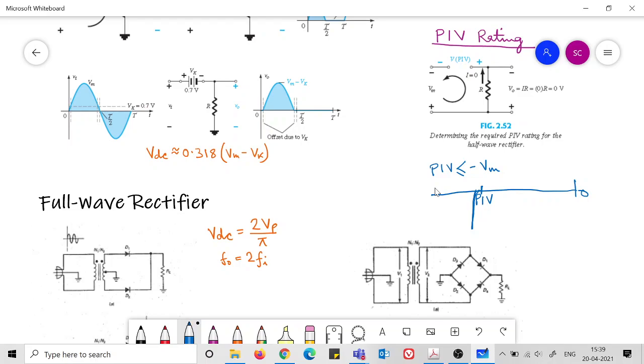That means your circuit voltage can operate in this region. In all this region, the circuit voltage can be there. So your PIV should be less than this voltage or more than this voltage? Less than means it is on the left side. More than means it is on the right side. It should be less than, and this magnitude is negative. So it is less than negative of Vm.